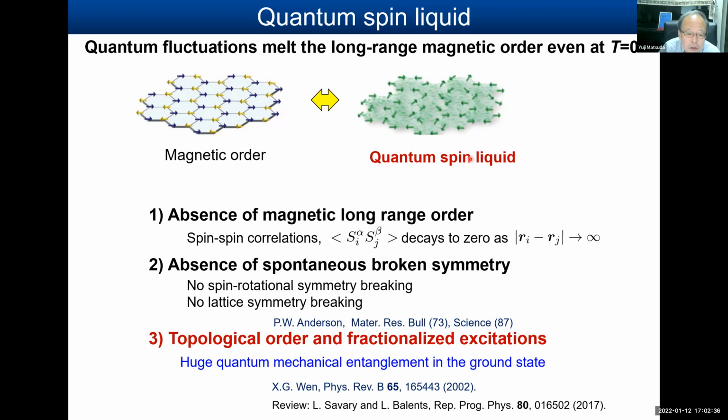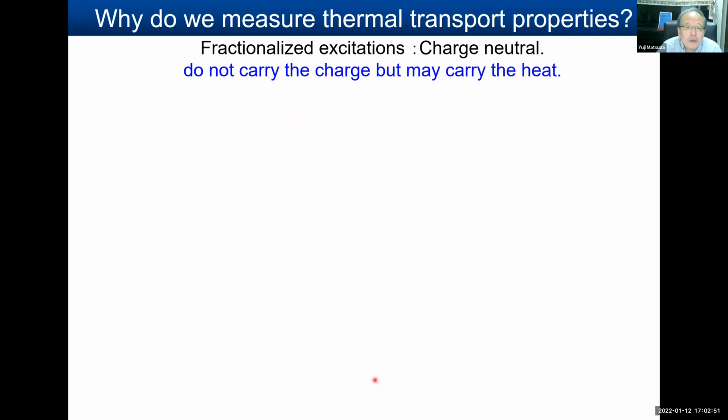In addition to these requirements, an important concept has come into play. It is fractionalized excitations associated with topological order due to quantum mechanical entanglement. So we have been studying the quantum spin liquid by thermal transport properties. Let me discuss why we measure the thermal transport properties. Because the fractionalized excitations are charge neutral, they do not carry charge, but they may carry heat.